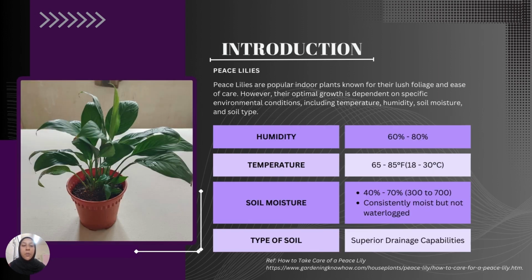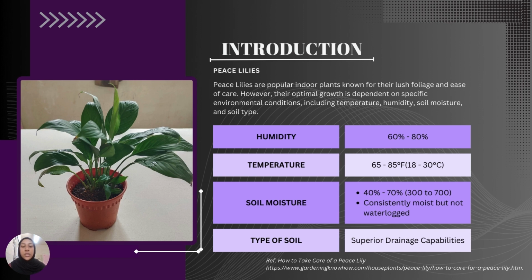A bit of knowledge about peace lily. Peace lilies are popular indoor plants known for their lush foliage and ease of care. However, their optimal growth is dependent on specific environmental conditions, including temperature, humidity, soil moisture, and soil type. The ideal range for peace lily to grow for humidity is around 60% to 80%. For temperature, it is around 18 to 30 degrees Celsius.